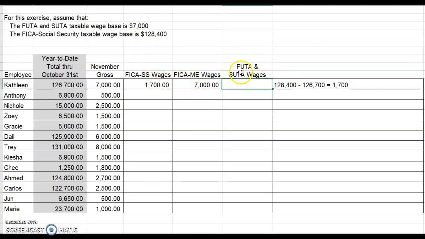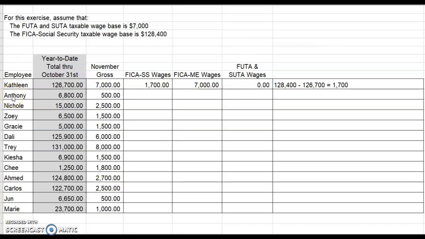The FUTA and SUTA wage base is $7,000. Kathleen's year-to-date gross wages through October 31st exceeds that amount, so all FUTA and SUTA tax has already been paid for Kathleen prior to November, and therefore her November wages are exempt from those taxes. So put 0 in the FUTA, SUTA wages column for Kathleen.